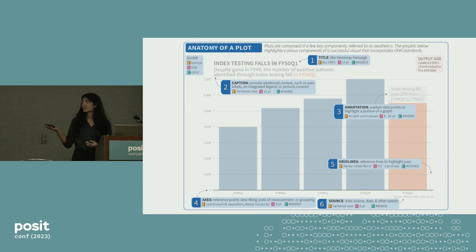And the goal of this slide is not for you to be able to see every single element on this plot, but to understand our thought process behind what we were doing. We went through and specifically said for the title, this is going to be in all capital letters, 14-point font in this very specific shade of dark gray. And we did this for every element of the plot, from the caption to the annotation to grid lines and even to the source note at the bottom of the plot.